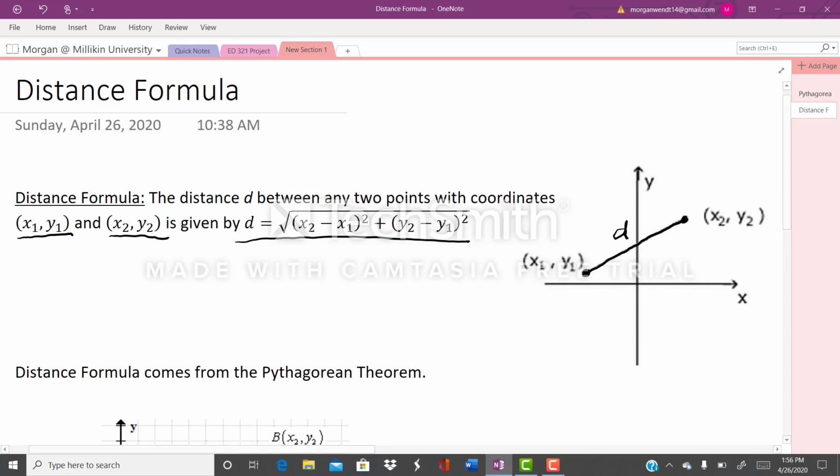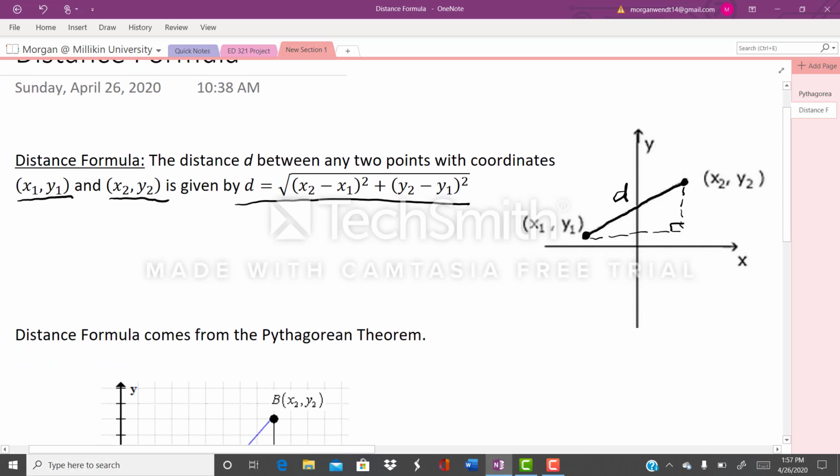So the distance formula actually comes from the Pythagorean theorem. If we think about dropping this vertical line and extending this horizontal line till they meet, they form a right angle, and you can see that those lines form a right triangle where we would use the Pythagorean theorem. Okay, so let's explore that a little farther.